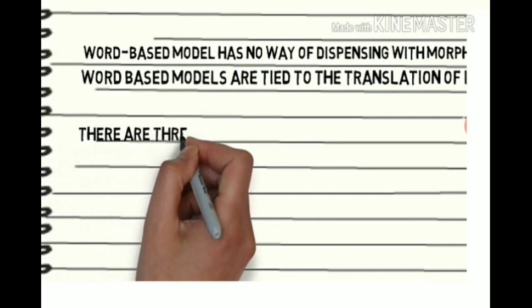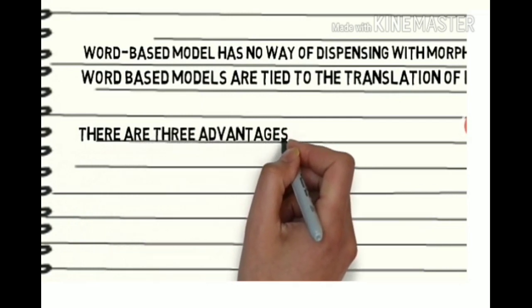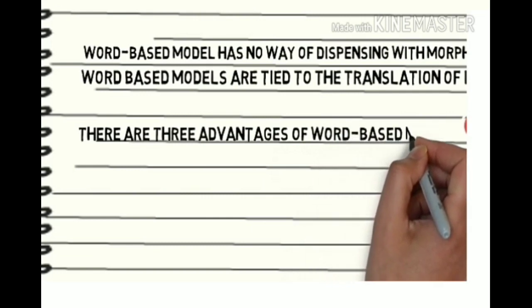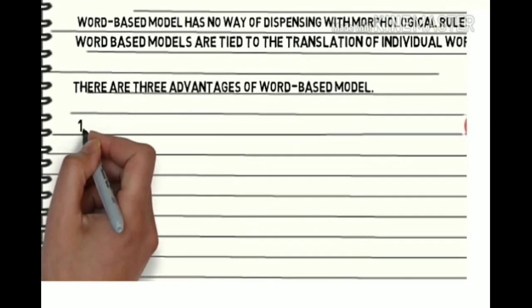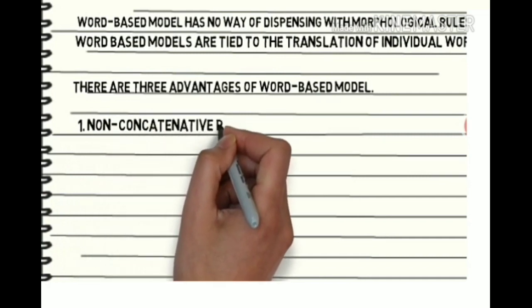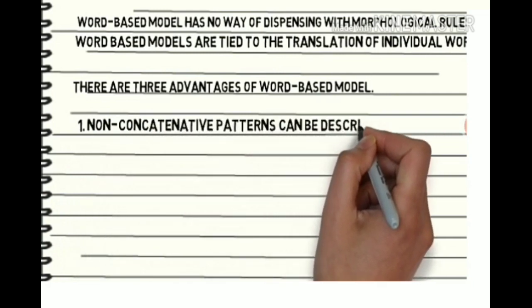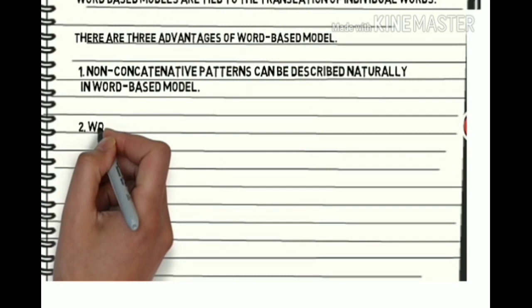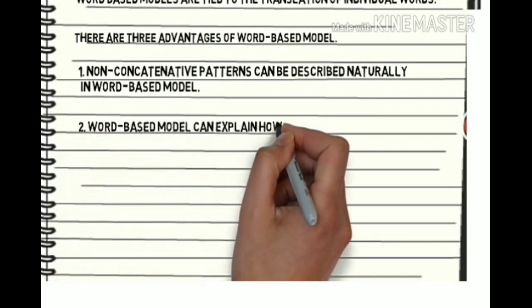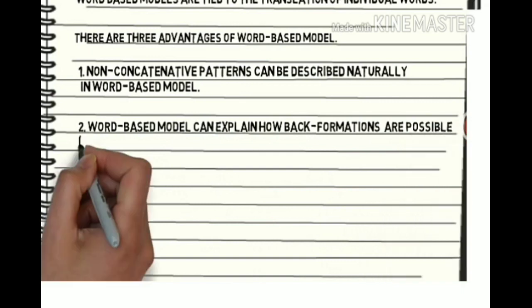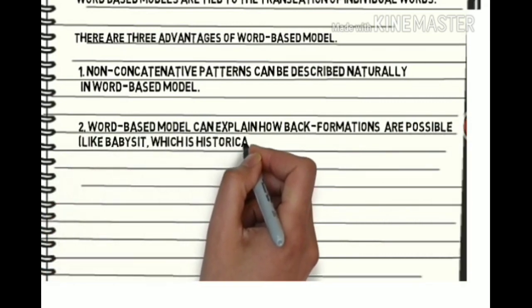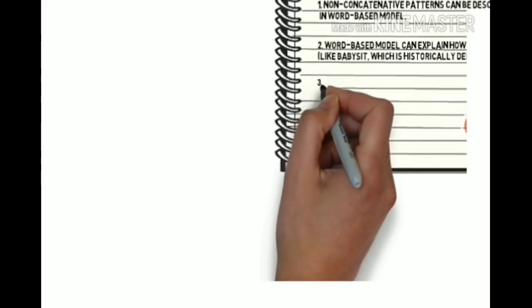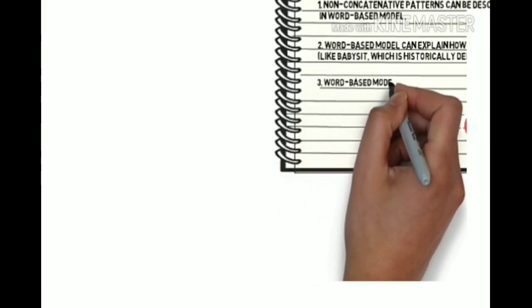There are three advantages of the word-based model. First, non-concatenative patterns can be described naturally in the word-based model. Second, the word-based model can explain how back formations are possible, like babysit, which is historically derived from babysitter. And third, the word-based model can describe concatenative patterns.